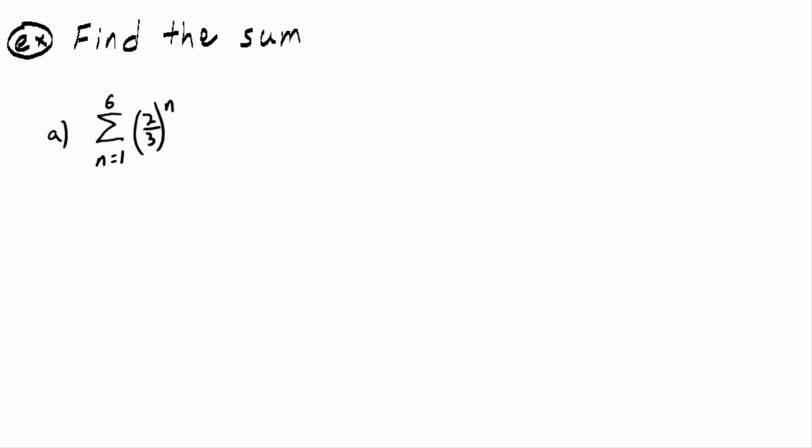And then 2/3 to the n. The sum from n equals 1 to 6 of 2/3 to the n. How do I know this is a geometric series in the first place? It turns out that the nth term formula for a geometric sequence, not a series, but a sequence, a_n is a_1 times r to the n minus 1. Remember that formula?